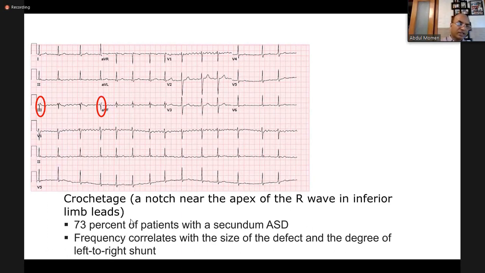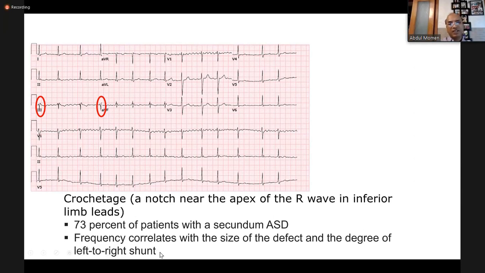This is the Crochet sign, a notch near the apex of the R wave in the inferior leads. So this is lead 3, this is the notch, this is the Crochet sign, seen in 73% of patients with ASD secundum. Its frequency correlates with the size of the defect and degree of the left to right shunt. The larger the size, the more the left to right shunt, the more the Crochet sign. So it is also a common sign.